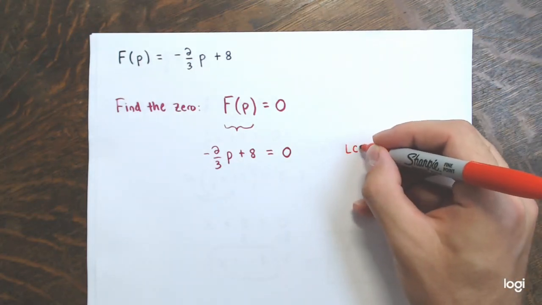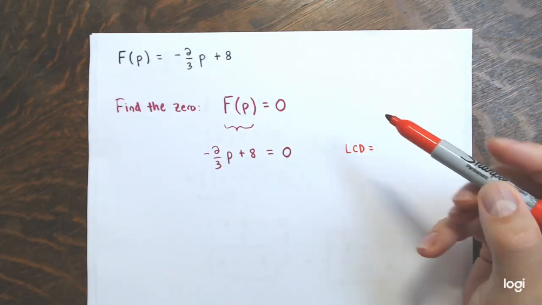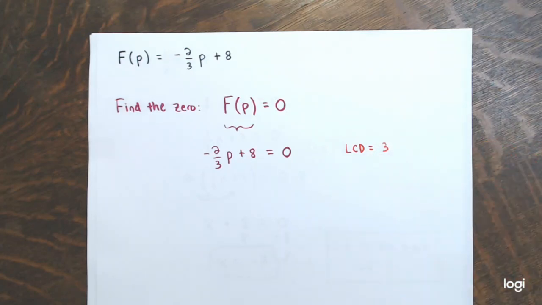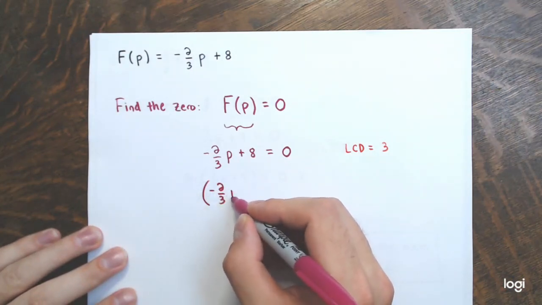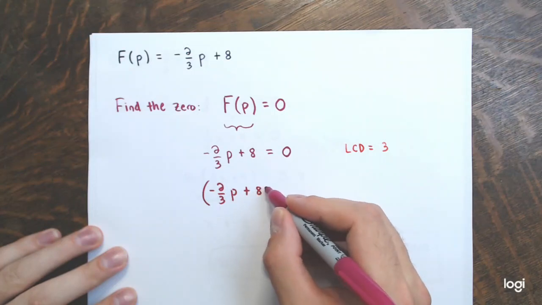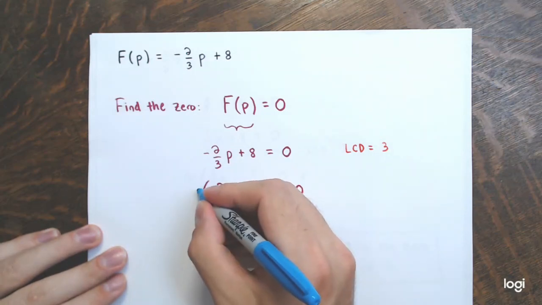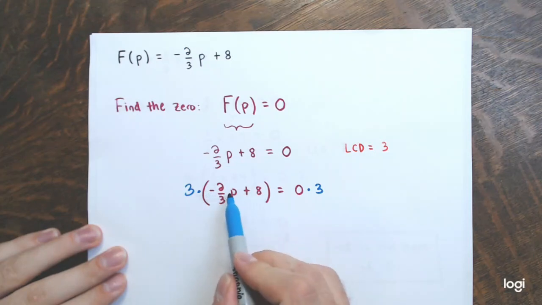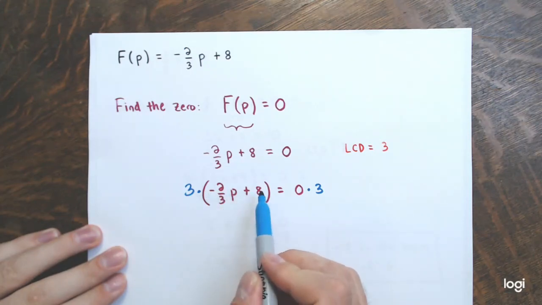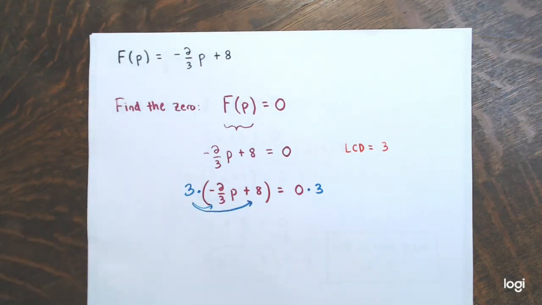The least common denominator, the least common multiple of the denominators, the LCD, is 3 here. That's the only denominator I'm seeing other than 1. So I'm multiplying both sides by 3. I take the entirety of the left side, negative 2/3 p plus 8, and the right side as well, and multiply them both by 3, the LCD. The left side has 2 terms, negative 2/3 p and positive 8, so each of those is being multiplied by 3. There's going to be some distributing going on.